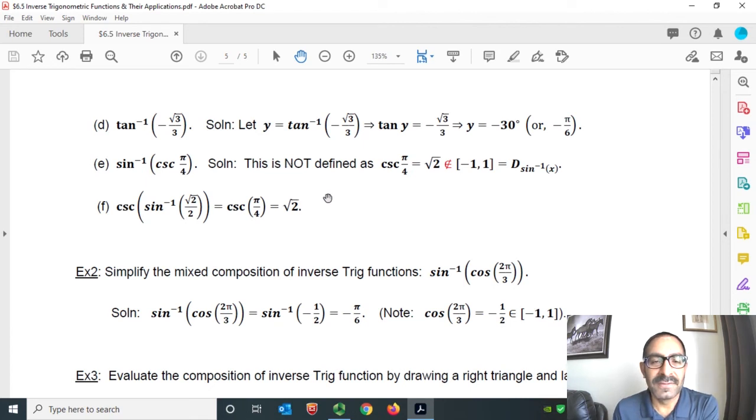Solution. This is not defined, as cosecant π/4 is radical 2, and radical 2 is 1 point something, which does not lie in this interval of -1 and 1.